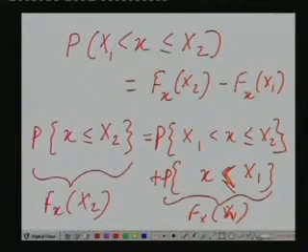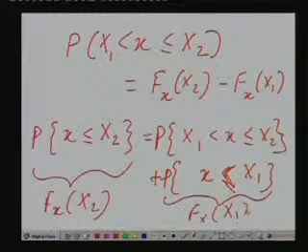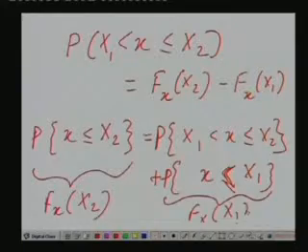I think it's getting a bit dotty here, so let me erase. From this follows obviously that this probability is equal to f x of x2 minus f x of x1. This is very important actually. All these might appear to be a bit trivial, but actually they are very useful as we go along, because to find out the probability of some event occurring in some range, all these properties come very handy.